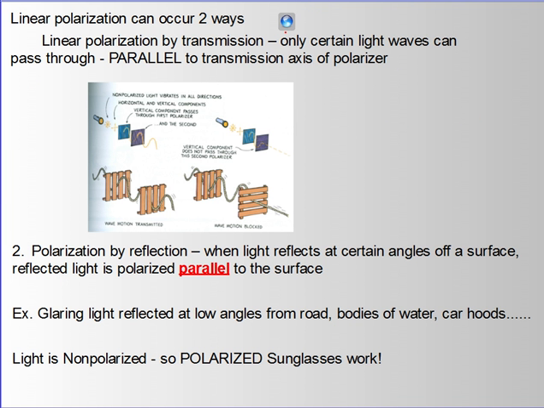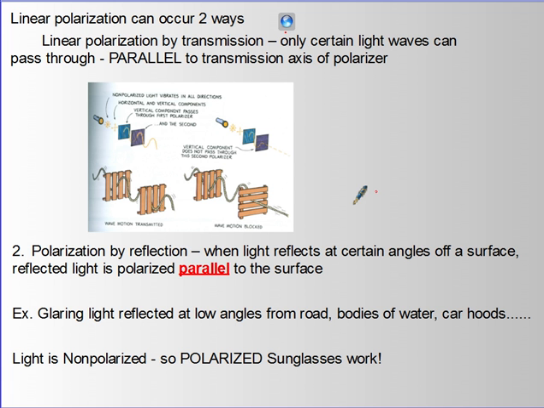Now, linear polarization can occur in two ways. The first way is what we just described. We have a situation where only certain light waves can pass through, be it vertically or horizontally. And then these are going to be parallel to the transmission axis of our polarizer.